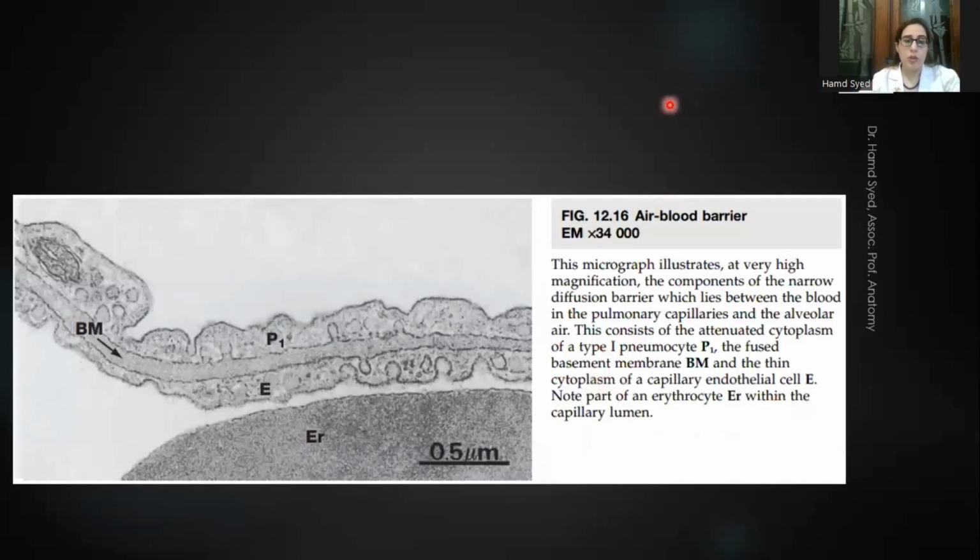If we look at a transmission electron micrograph, and this is a highly magnified view where we can see the respiratory membrane, then here you can see E is the endothelial cell lining wall, and here P1 is showing us the type 1 pneumocyte, and between them is the fused basement membrane. So this here is the respiratory membrane or blood-air barrier as we can see it in a highly magnified view with the help of the electron microscope.